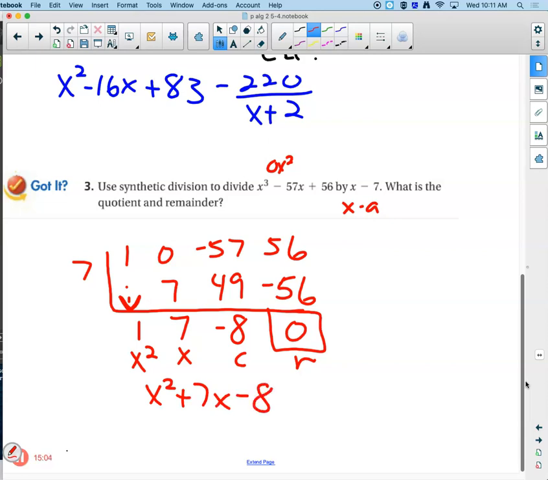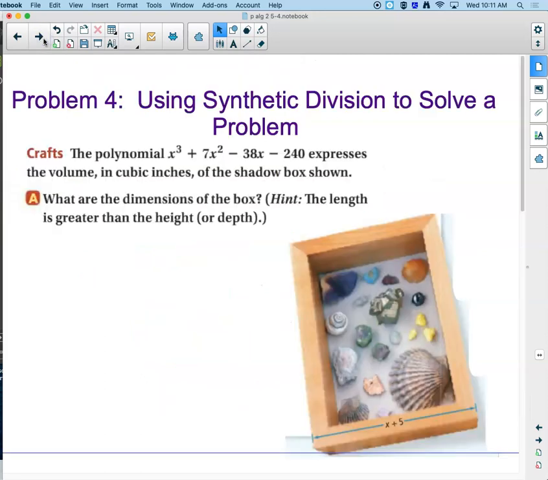And there it is. So, yeah, usually after doing the long division, people are like, oh, I like this one so much better. Couldn't we do this for all of them? Remember, we can't do it for all of them. You know, it has to be in that x minus a format in order for us to be able to do this. In fact, we can even use this for word problems. And we have one here. Using synthetic division to solve a problem.